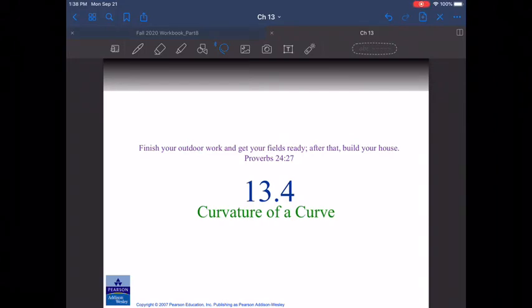All right, what we're going to go through here is 13.4, where we're going to investigate the curvature of a curve. So, how curvy is a curve? Is it slightly curved or very, very curved, kind of an idea here? So, let's come up with some ways to actually quantify this.